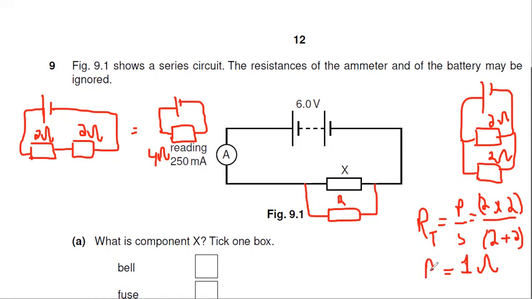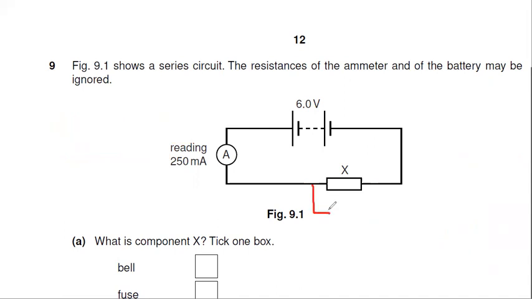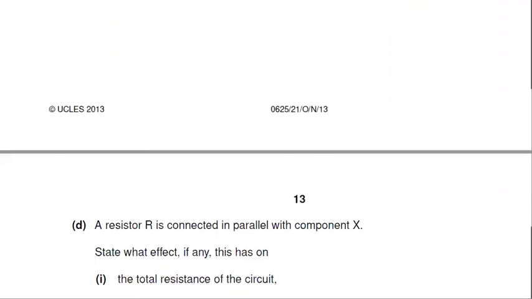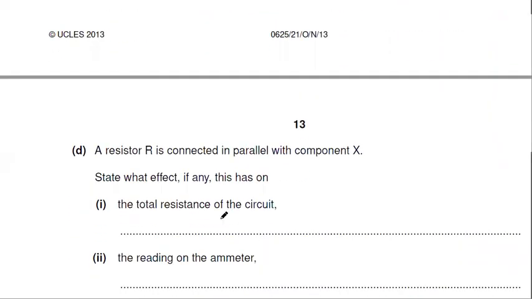So a general note: whenever I have two parallel resistors, the total resistance of those two parallel resistors is always less than the least one. If I have two resistors connected in parallel, their total resistance is less than the least one. So for sure, the total resistance of the circuit will decrease.